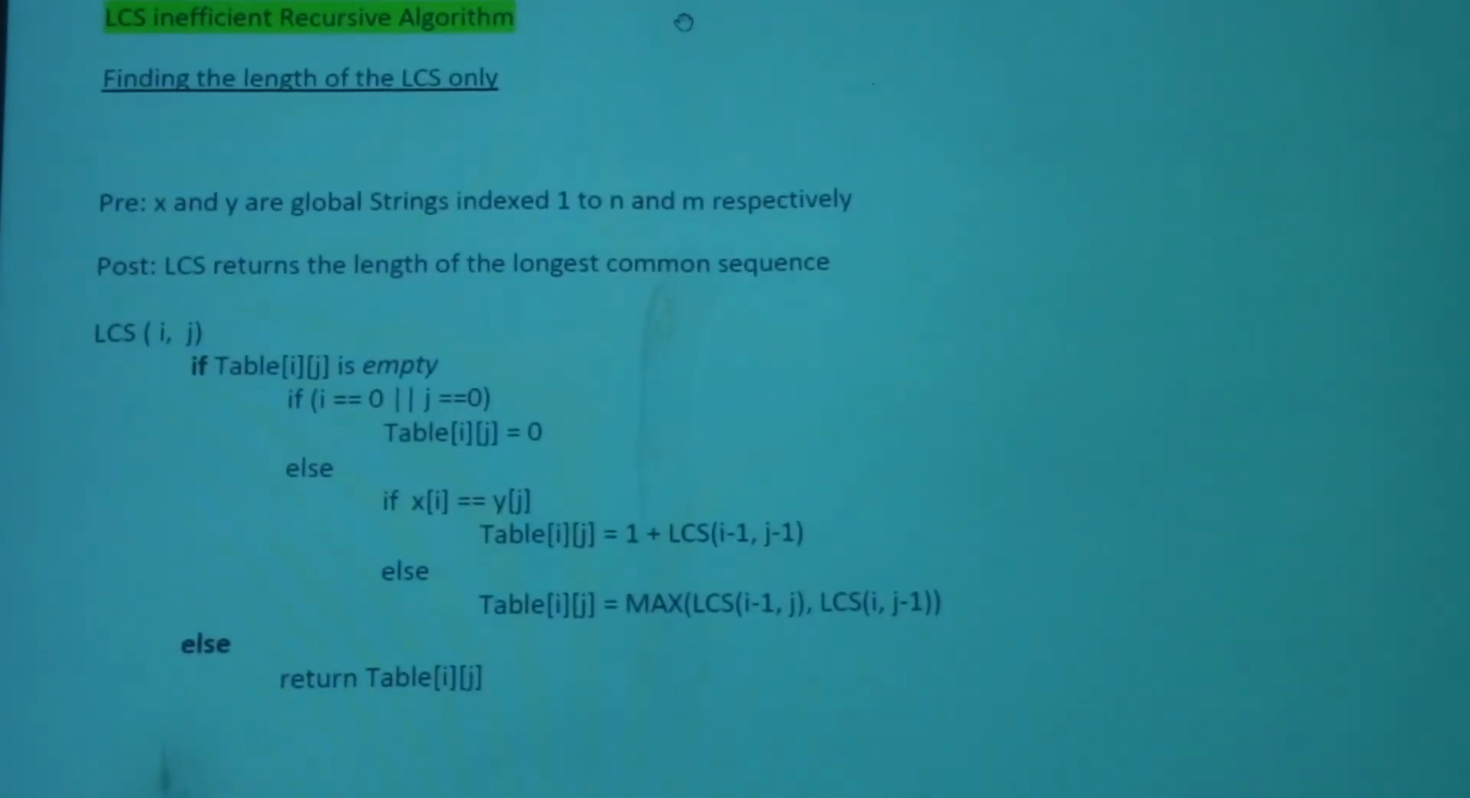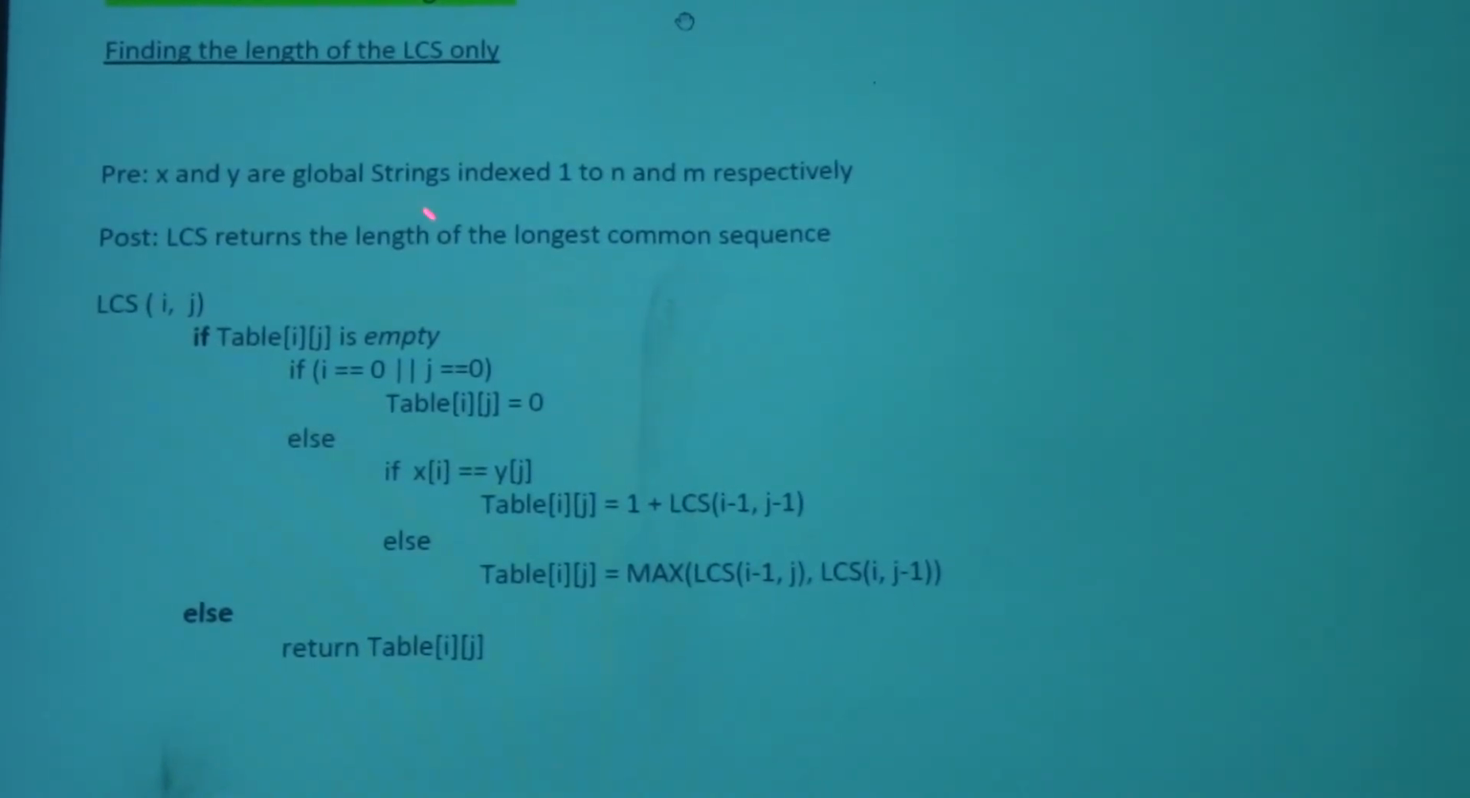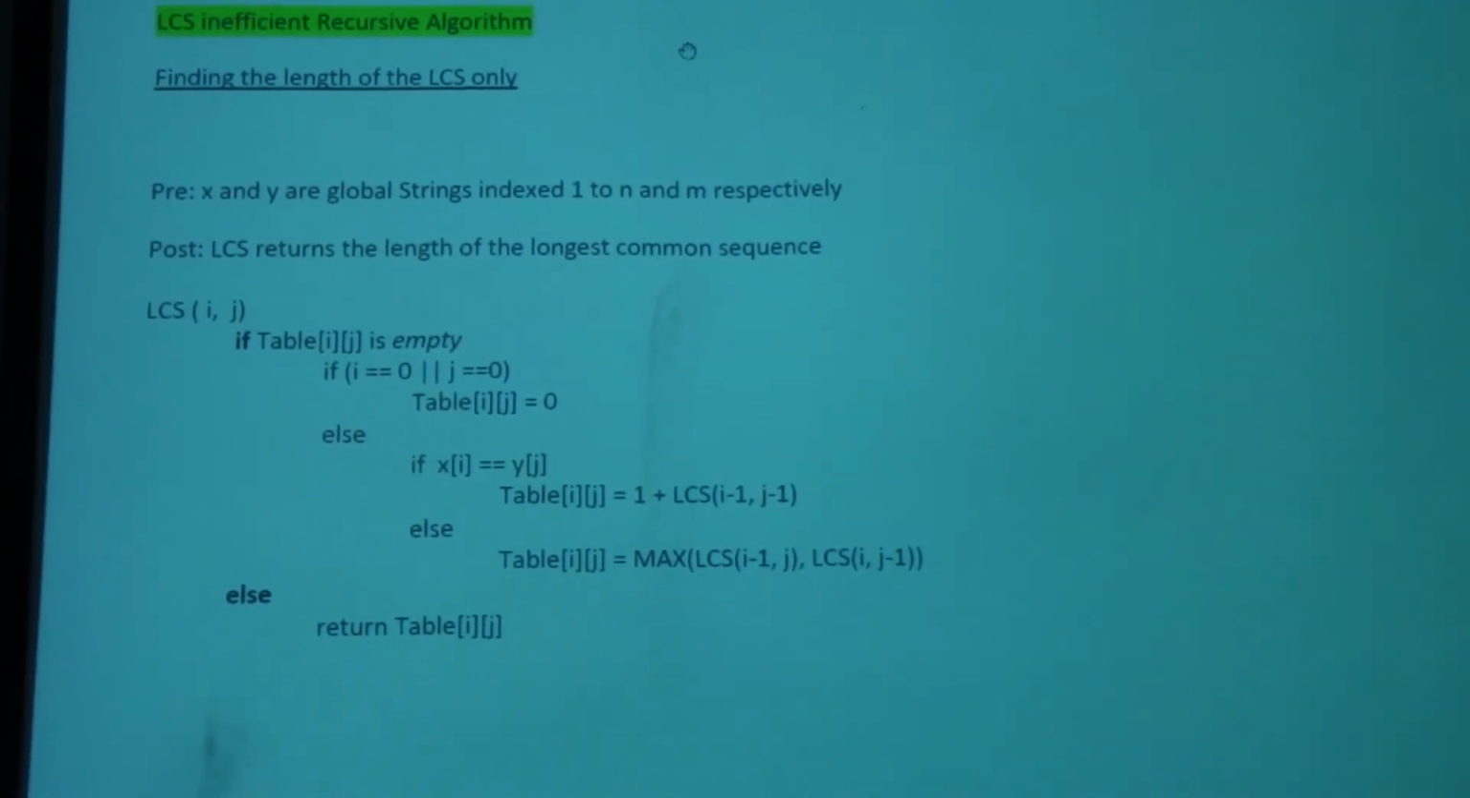So we're going to look at the LCS inefficient recursive algorithm, and we're looking for LCS of ij. The precondition is that x and y are global strings, indexed 1 to n and 1 to m respectively. And the postcondition is that LCS returns the length of the longest common sequence.